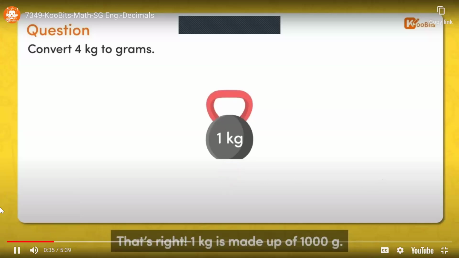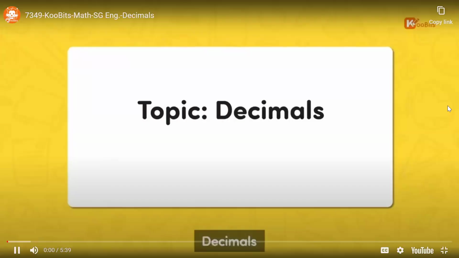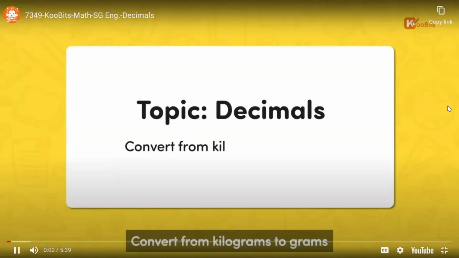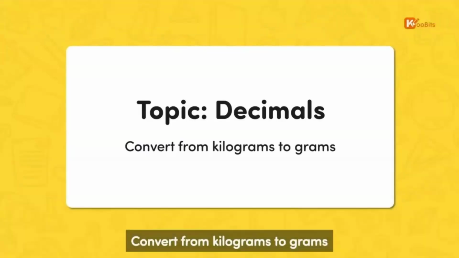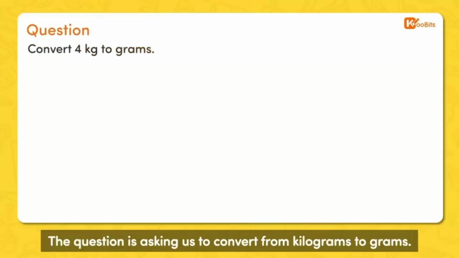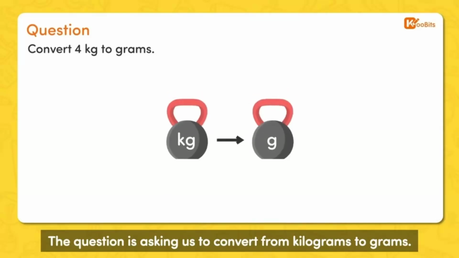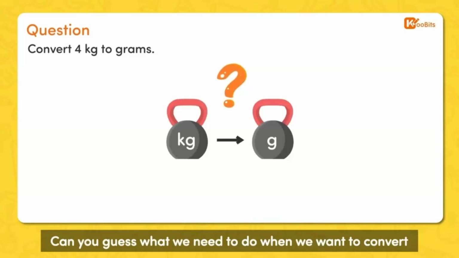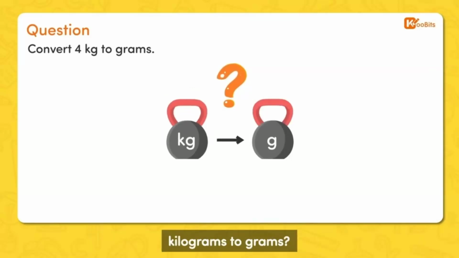That's right. 1 kilogram is decimals. Convert from kilograms to grams. Convert 4 kilograms to grams. The question is asking us to convert from kilograms to grams. Can you guess what we need to do when we want to convert kilograms to grams?